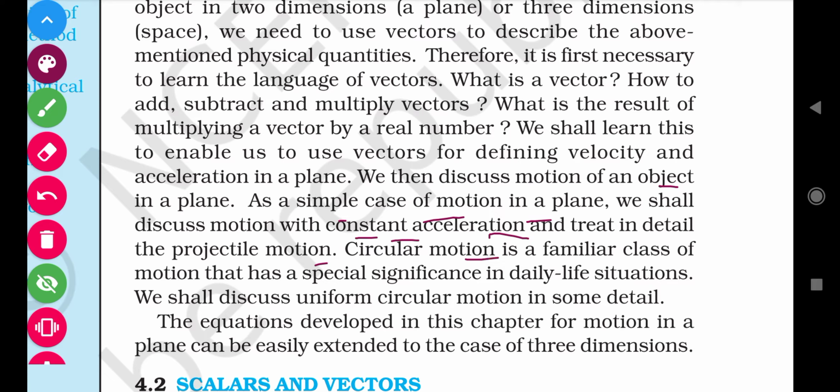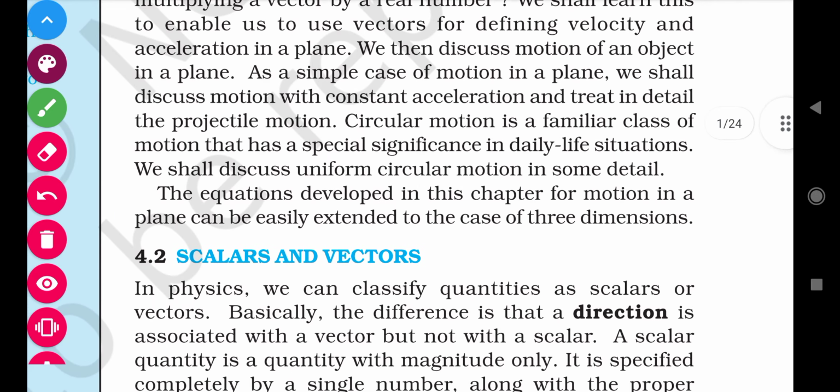Circular motion is a familiar class of motion that has a special significance in daily life situations. Circular motion is also a motion in a plane. We shall discuss uniform circular motion in some detail, and then this will be discussed. Uniform circular motion.